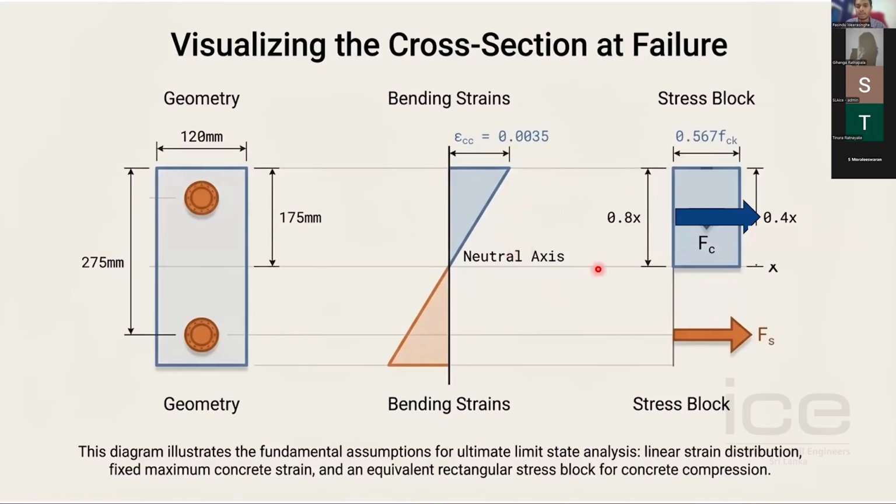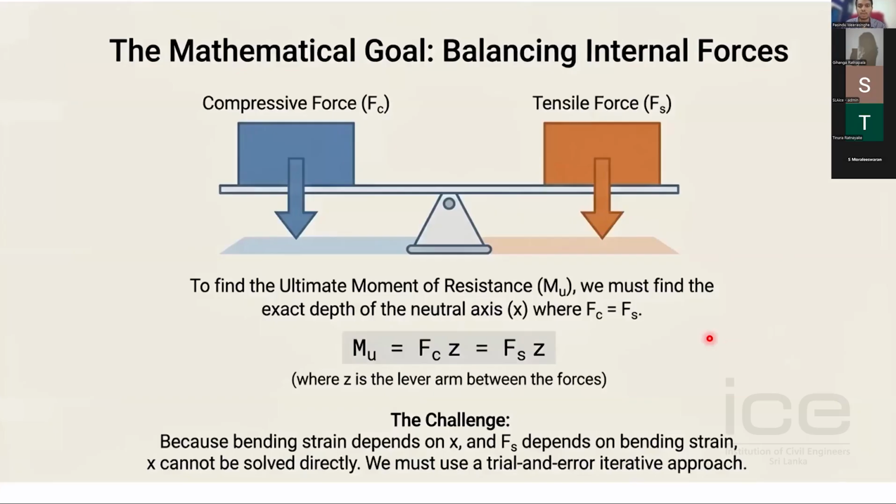And the only thing is we don't know this x, the depth to neutral axis. So we may select a trial value for x and apply the strain distribution and find out strain in steel and strain in concrete, and then this resultant compression and resultant tension. So eventually, if you select the correct x value, this compression and tension will balance out each other.